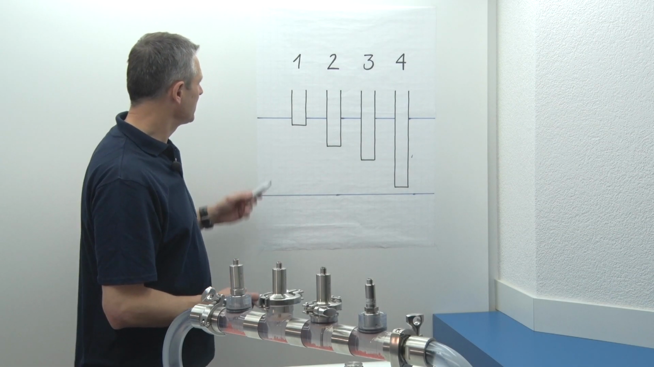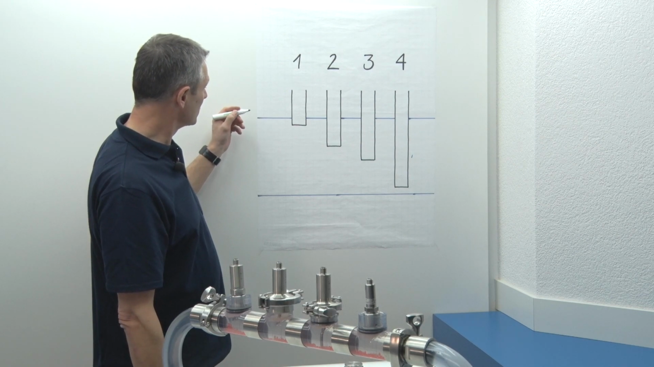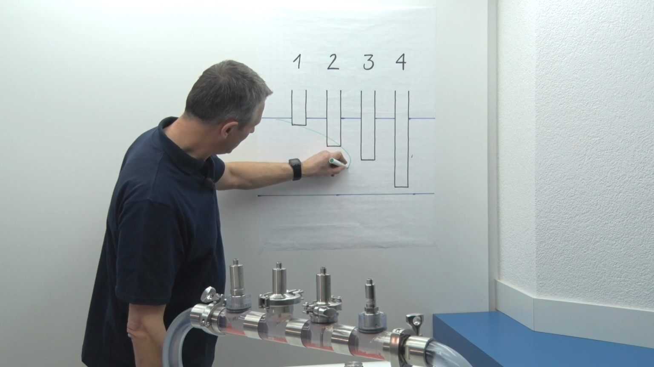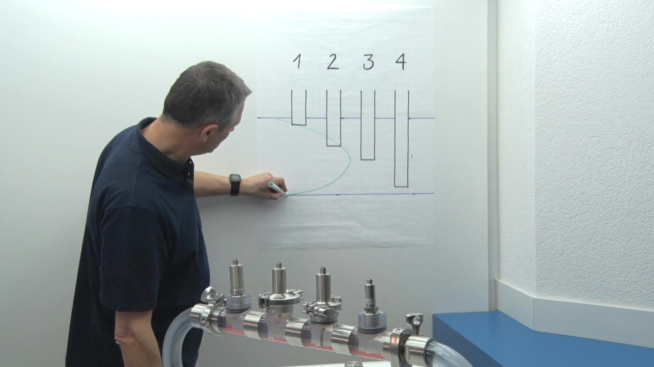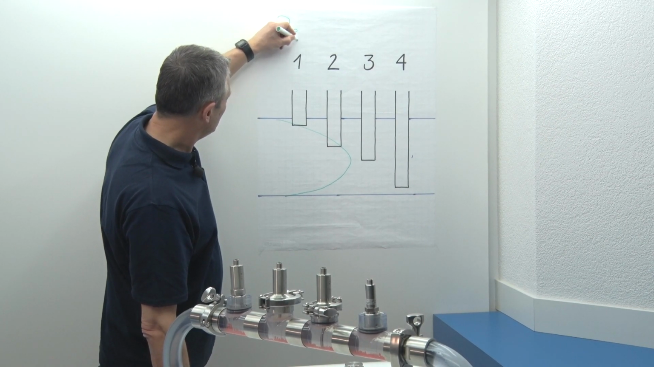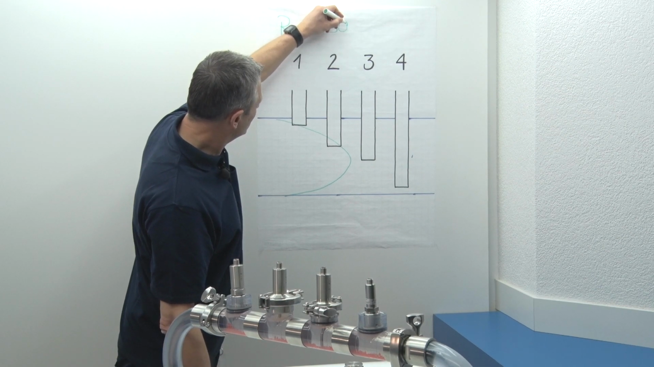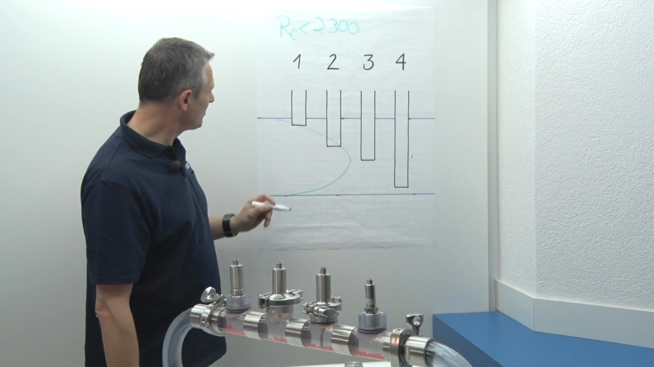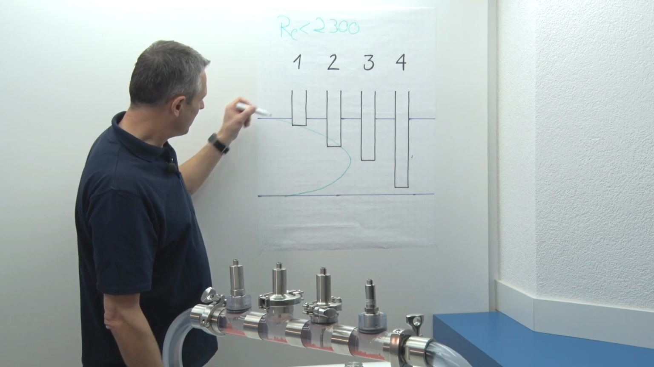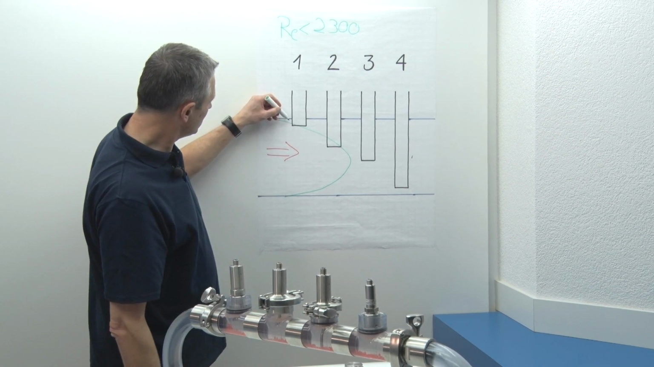Now I am explaining the two types of flow dynamics. Let's start with laminar flow. It resembles a parabolic curve. Reynolds number is less than 2300. The maximum flow is measured here in the center. This is the reason why the installation position is important.